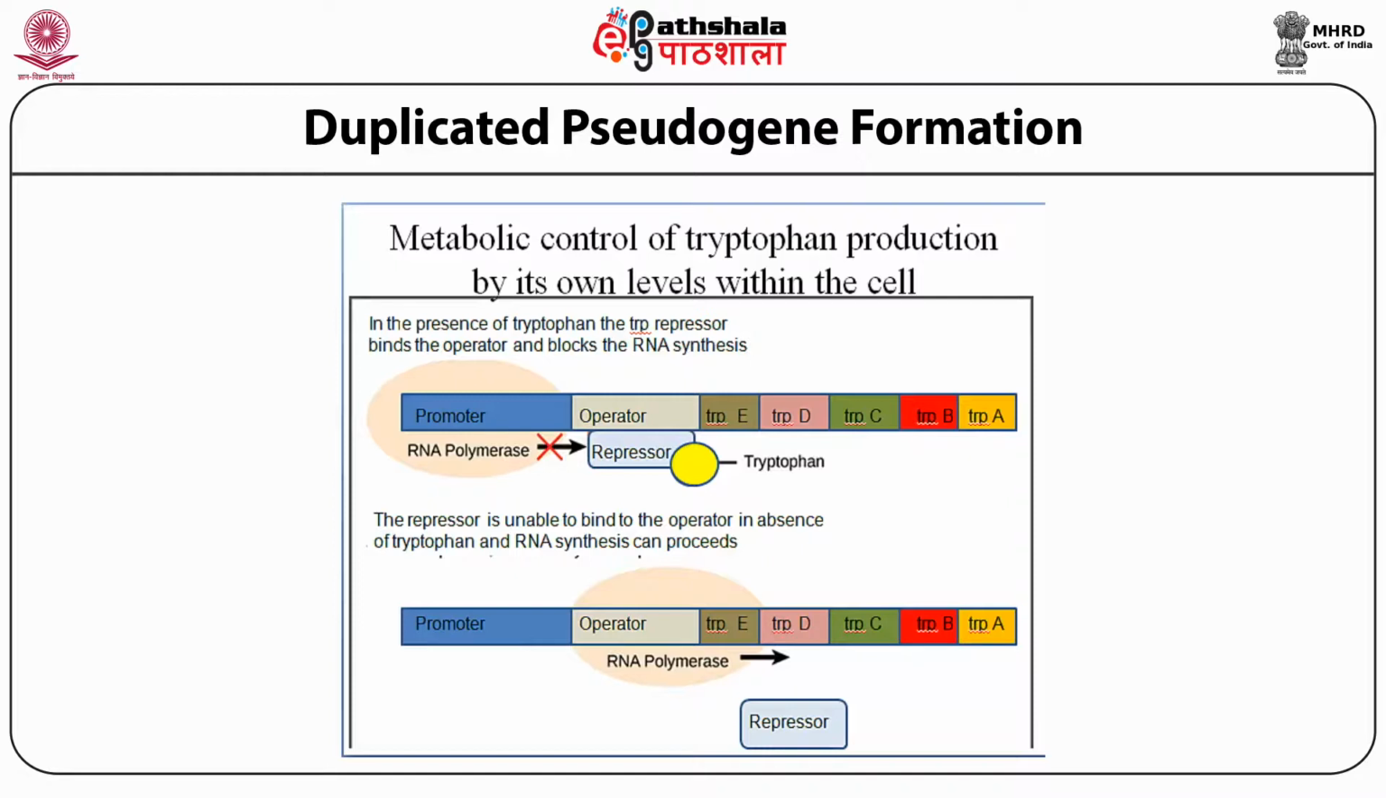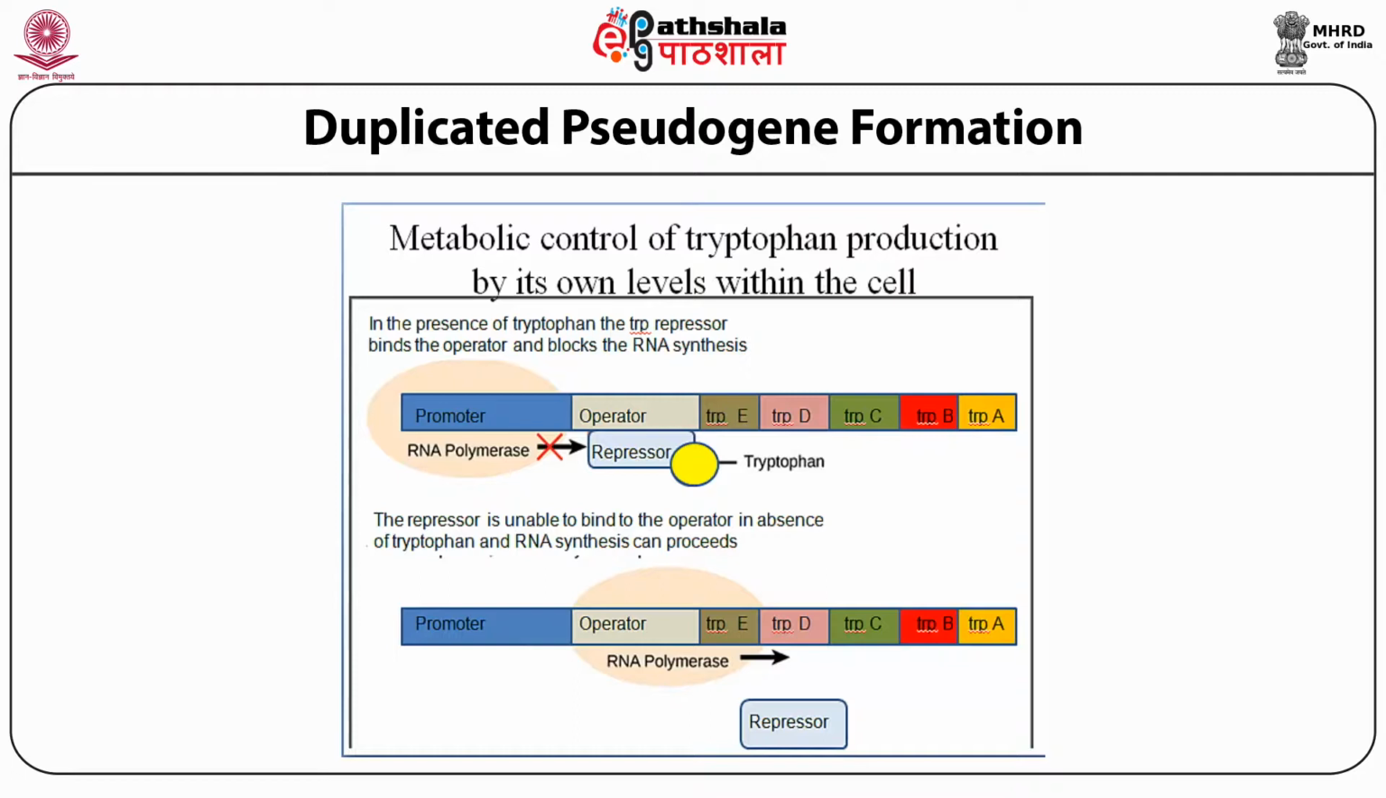If tryptophan is accumulating in the cell, more and more TRP repressor molecules are activated, which can bind to the TRP operator and shut down the production of tryptophan biosynthetic enzymes. But if the levels are low, the transcription of the tryptophan genes is resumed. Tryptophan operon presents an example of how changes in the cell's internal and external environment are able to regulate gene expression.